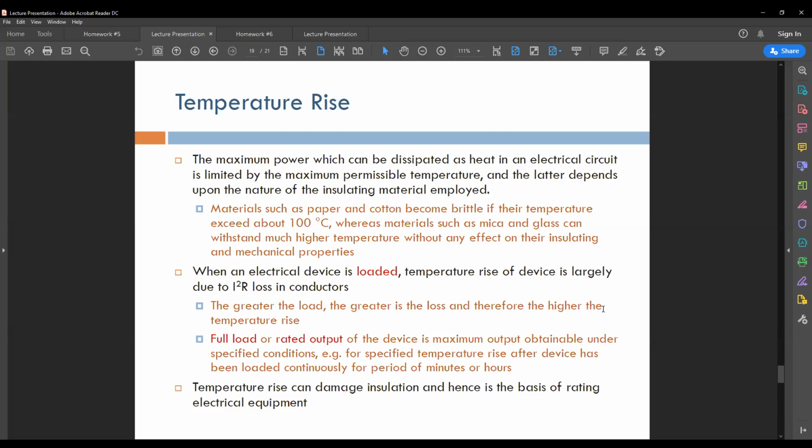It's a big problem. So if you want to transfer electricity to a particular device, you have to make sure that the cable is rated for the current that you will need for that particular device. Any questions? No. Okay, so this is one of the very important things.